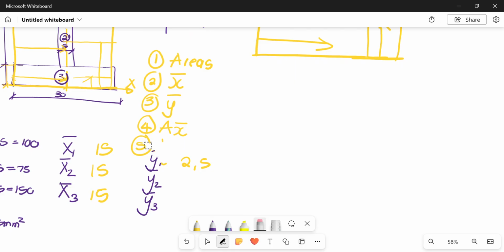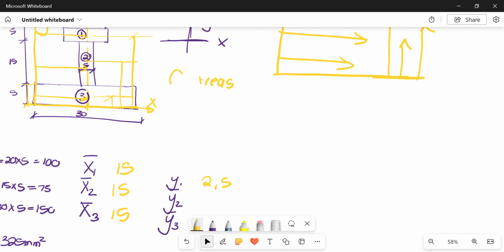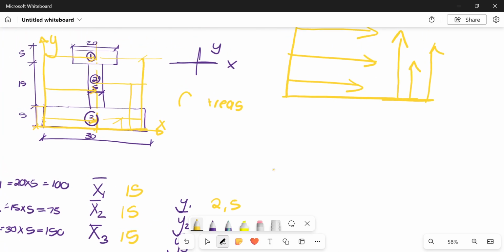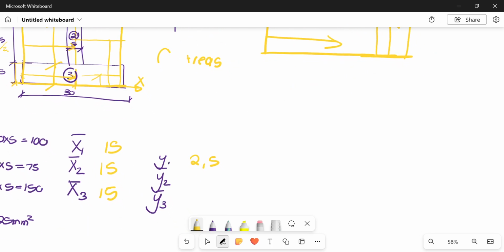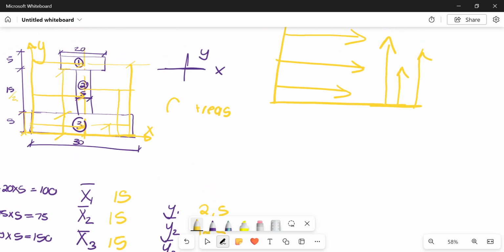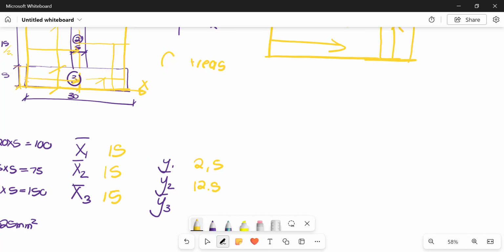Okay, let me just delete that because it's a bit confusing. Okay, the first one, 2.5. The second one, half of it, you would take 15 divided by 2. So it's this 15 divided by 2, which gives you up until this point. Then you are also going to add this 5 on here. So 15 divided by 2 is 7.5 plus 5, you get 12.5, okay?